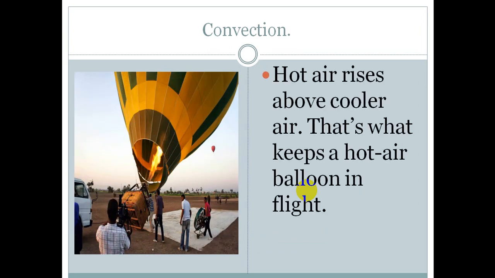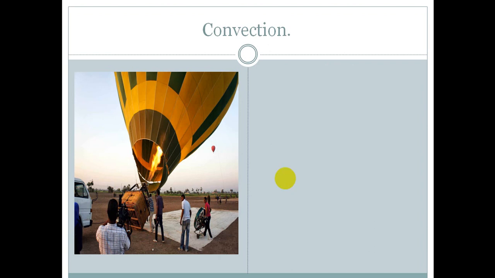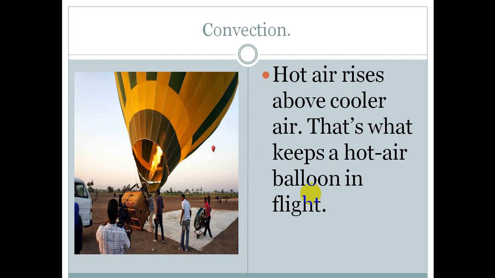Did you watch this before? Inside this hot air balloon, hot air rises above cooler air. This is what we have just said in convection. The hot air is rising, flying up, and the cooler one is getting to be hot. That's what keeps a hot air balloon in flight. It's keeping it flying up. It's not getting down while this fire is warming or heating the air inside it.